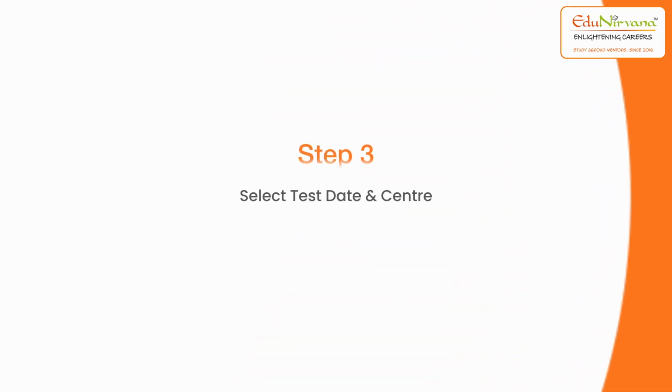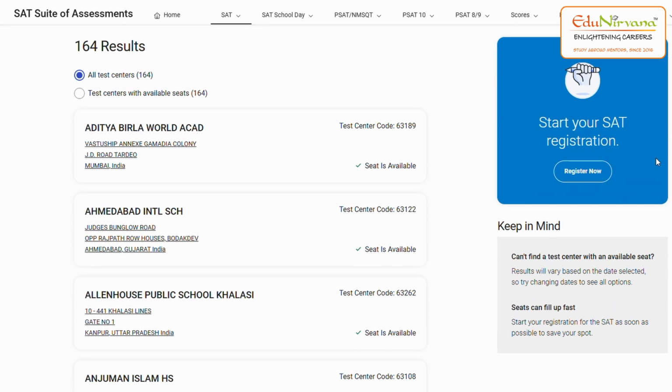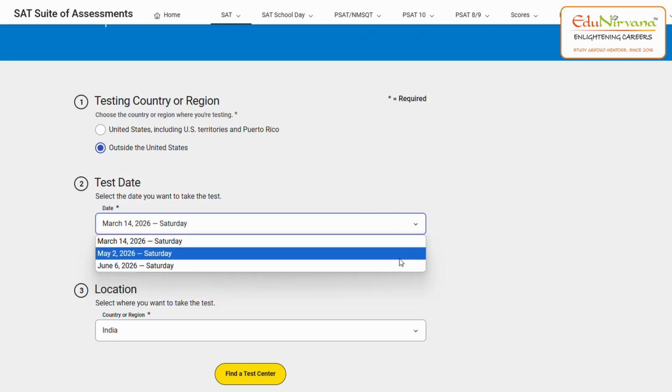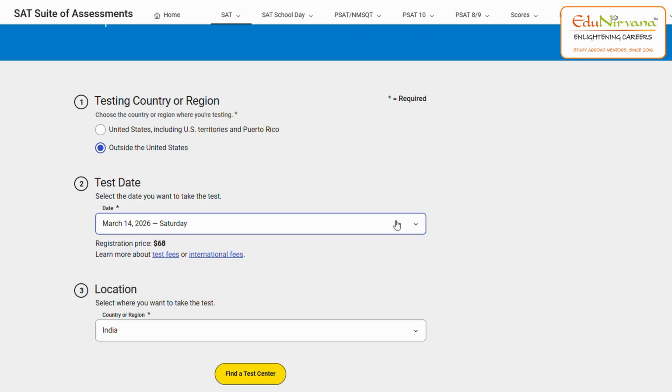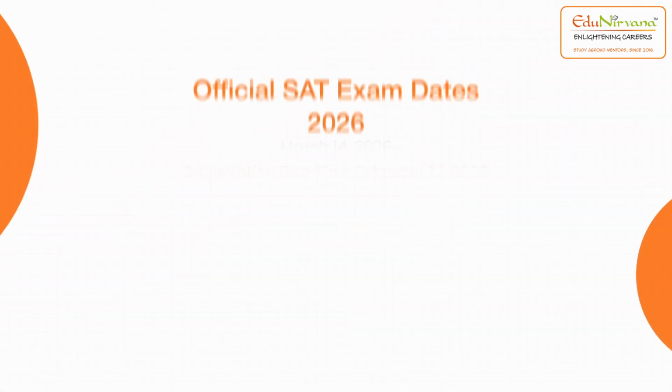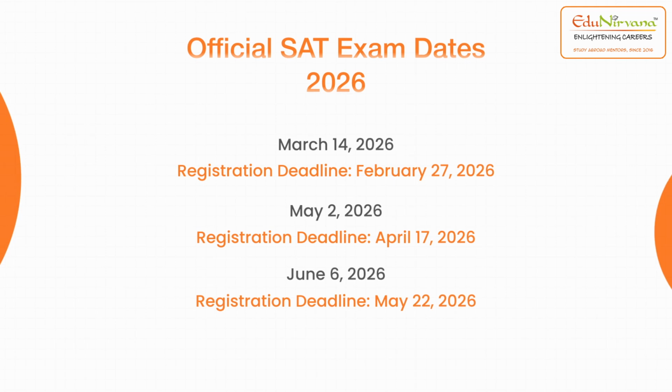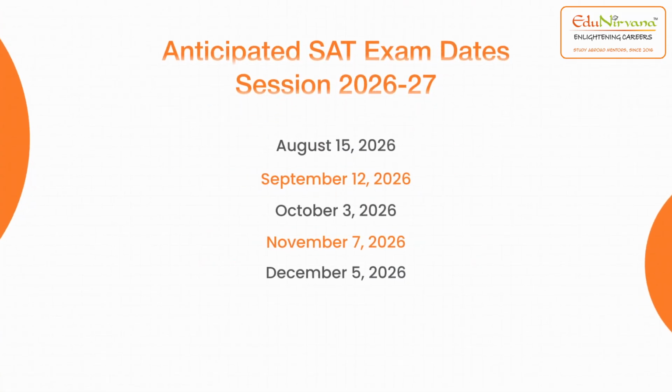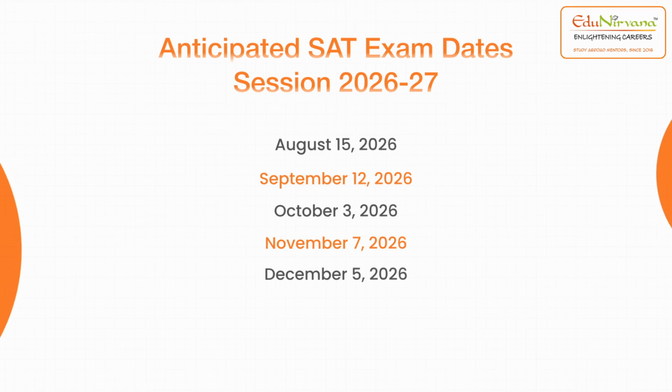Step 3. Select test date and center. You will see a list of available test centers near your city and different exam dates. Choose carefully because seats are limited and popular centers fill fast. Here are the official SAT dates for 2026 announced by the College Board with their respective deadlines. And anticipated test dates for session 2026 to 2027 are here. Try to register at least 1 month in advance to get your preferred center.